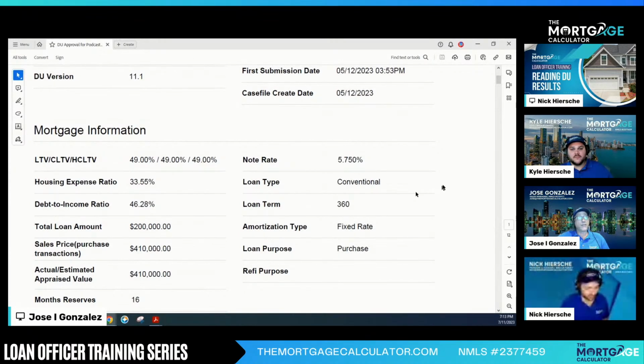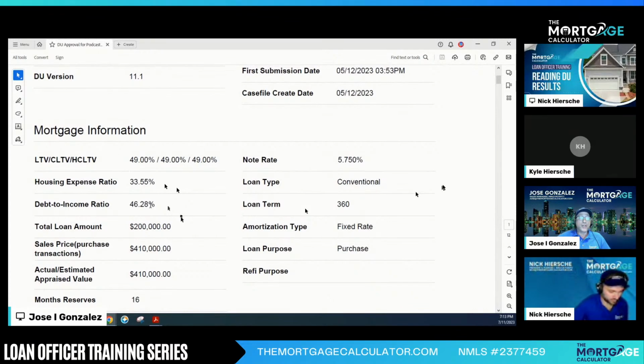Hence, we have a nice 49% LTV, which is good because you see the housing and the debt to income, 46.28 on the DTI. Keep in mind when you are looking at these files, seeing what your findings are, hoping to get that approved eligible.